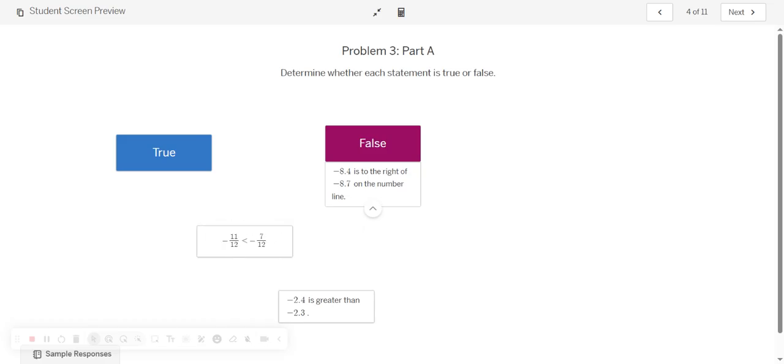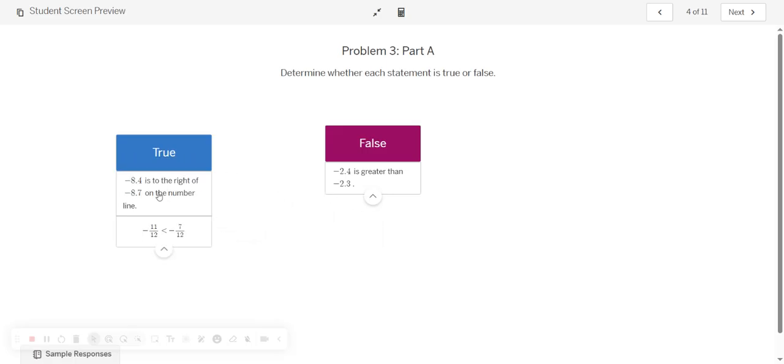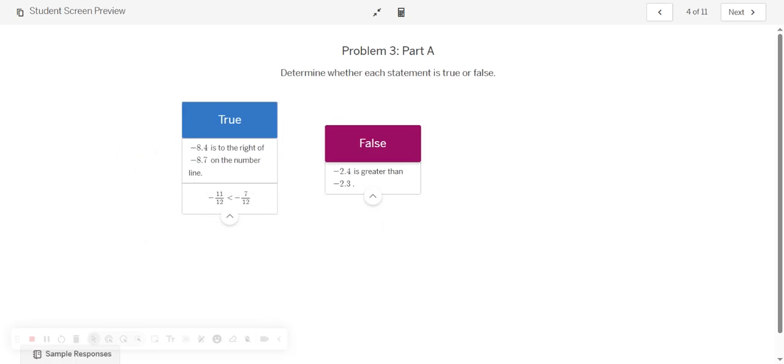-11 twelfths is less than -7 twelfths. I would agree with that being true. -2.4 is greater than, oh wait, do I have two false ones? -2.4 is greater than -2.3. That is false. Negative is to the right of negative. Yes, that is true. Okay, there we go. We've got 2 true, 1 false.